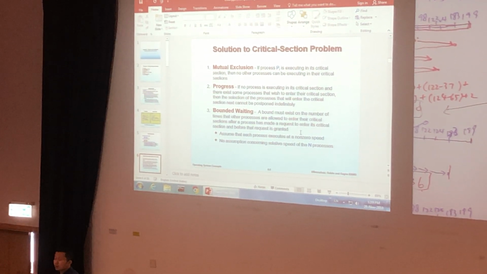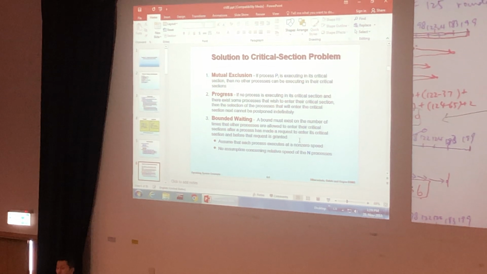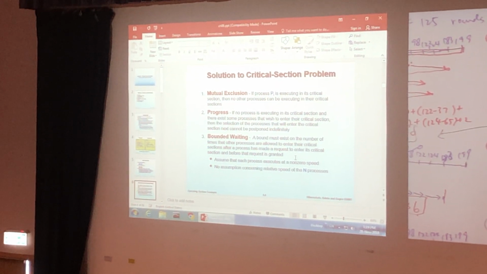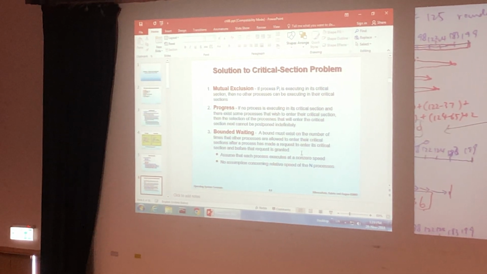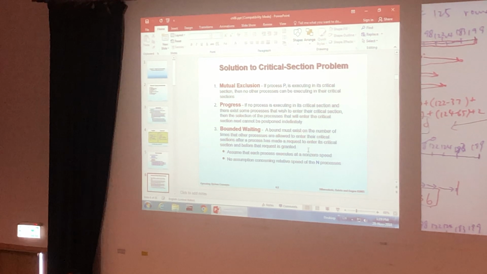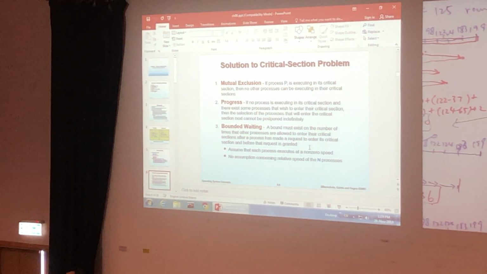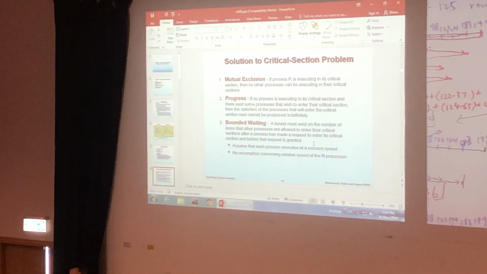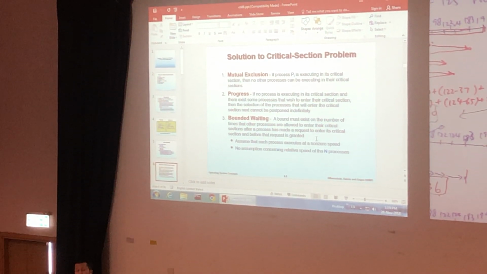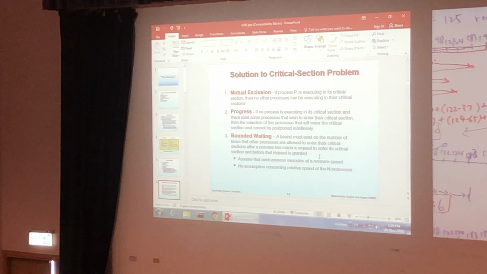To fix race condition, we need to apply one of these critical section problem solutions. Before we fix the critical section problem, we have 3 requirements: mutual exclusion, progress, and bounded waiting. So make sure we understand what these 3 requirements are, because they are important.